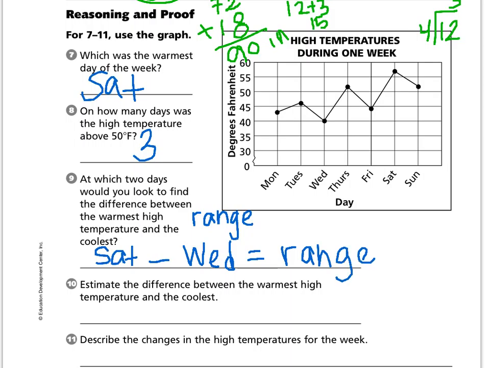Estimate the difference between the warmest high temperature and the coolest. And I can see that Saturday is going to be about 57 degrees, and I would subtract Wednesday, which would be 40 degrees. And I know 57 minus 40 is going to be 17 degrees.